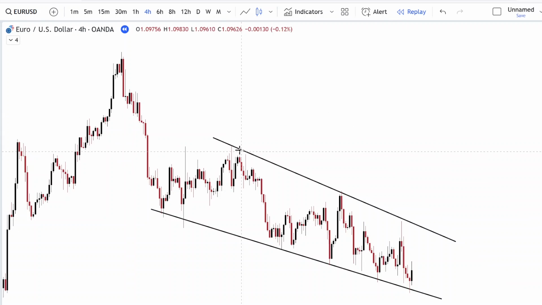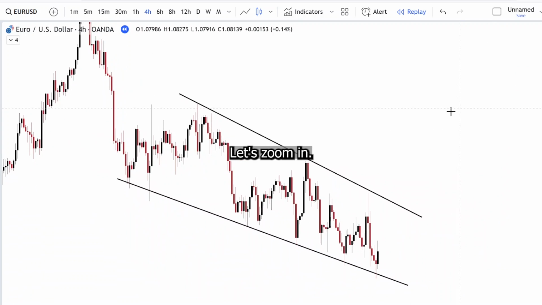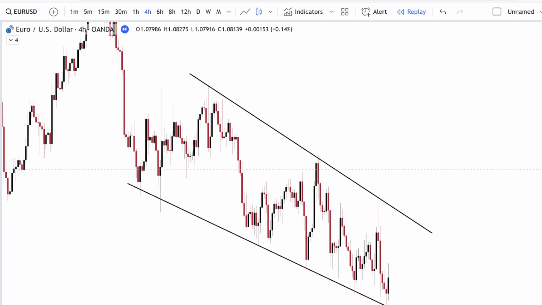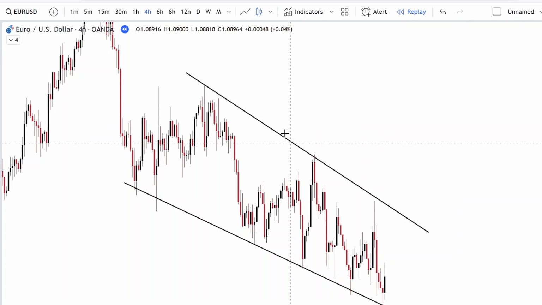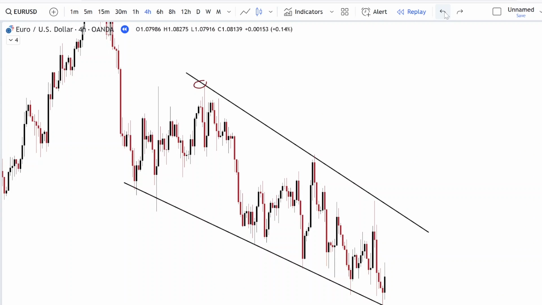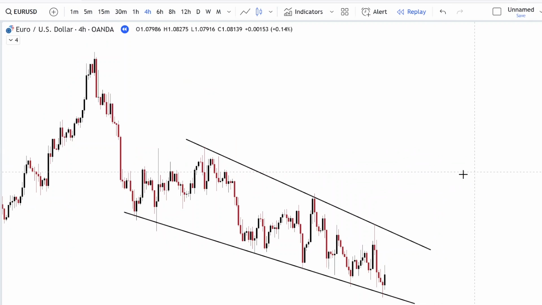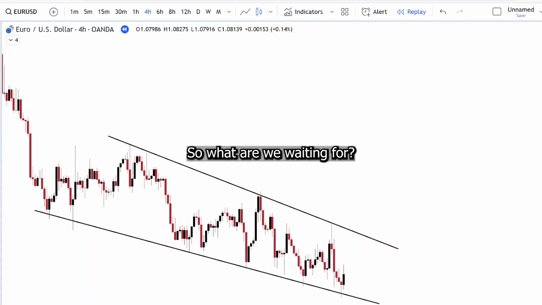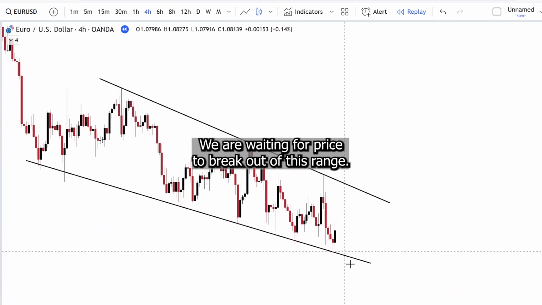As you can see here, you have your 3 taps. Let's zoom in. As you can see here, you have your 3 taps where you have a rejection and a pullback, a rejection and a significant pullback, and then a rejection and a significant pullback. So what are we waiting for? We are waiting for price to break out of this range.